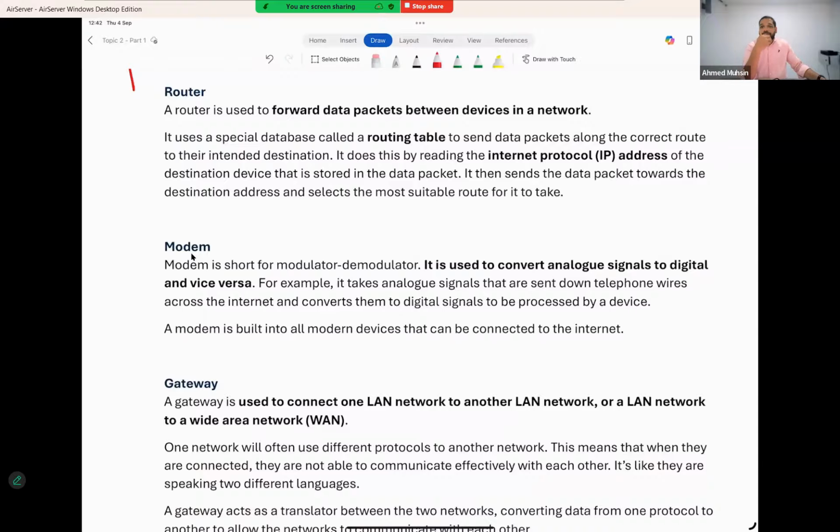So guys, where is the modem kept in a network? Any idea? Think about your house network. Where is the modem? Can you all read the last sentence? Modems are built into all modern devices that can be connected to the internet. So your smartphone, your tab, all of them have a built-in modem. Also, one more thing, routers have a built-in modem. Do you understand that? Are we okay with this? Shall I also note that down over there? Routers contain a built-in modem.